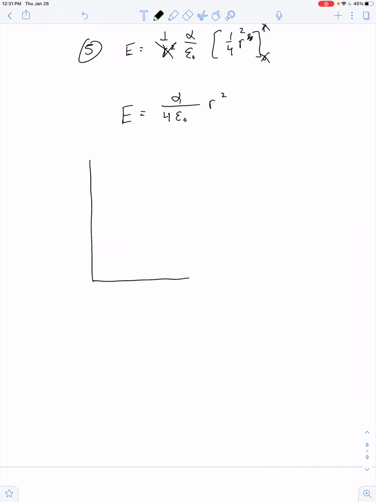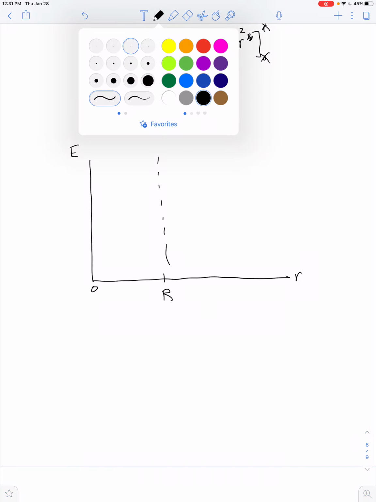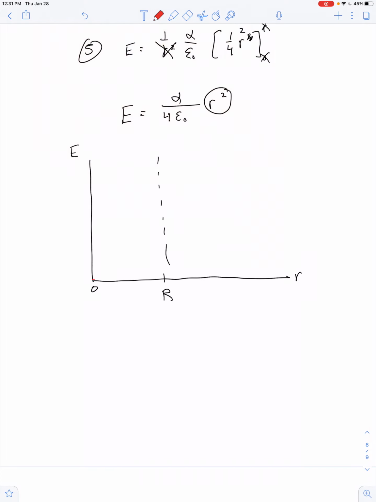So our graph for electric field strength versus distance, well, from 0 up to the outer edge, the field is actually increasing, and not even in a linear way. But in a dramatic, or more dramatic fashion anyway, electric field is proportional to r squared. And then from there onward, it's proportional to 1 over r squared.